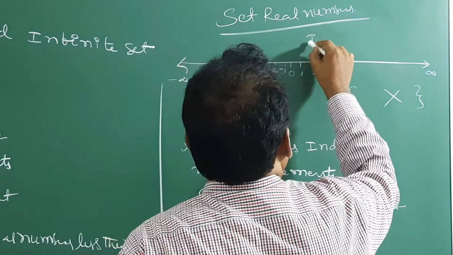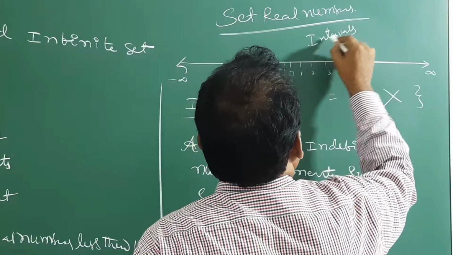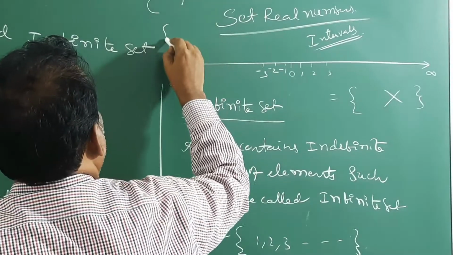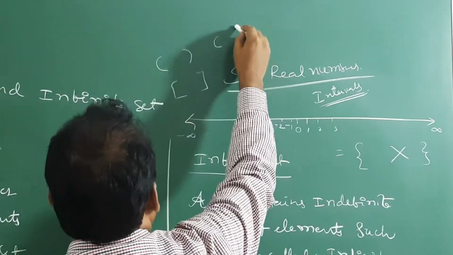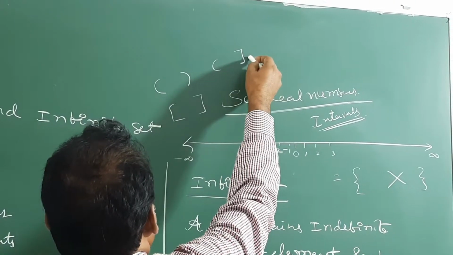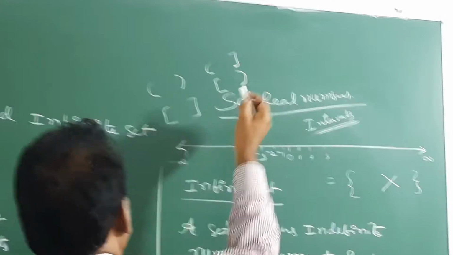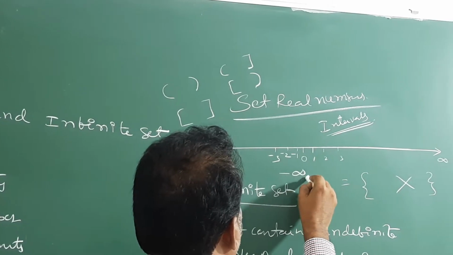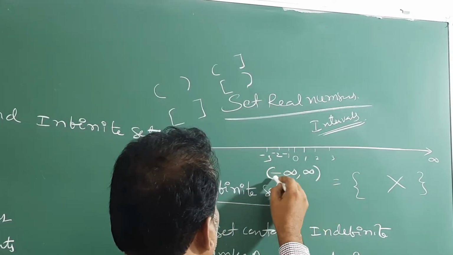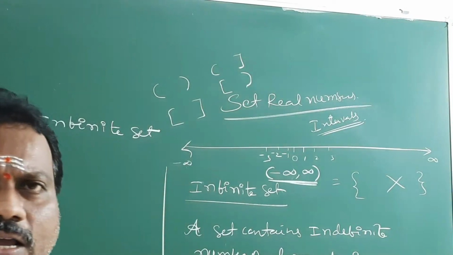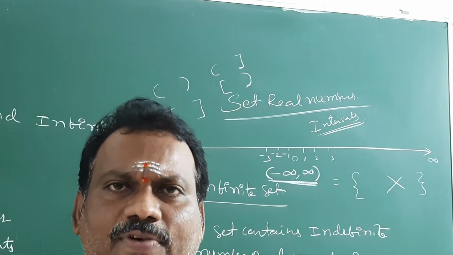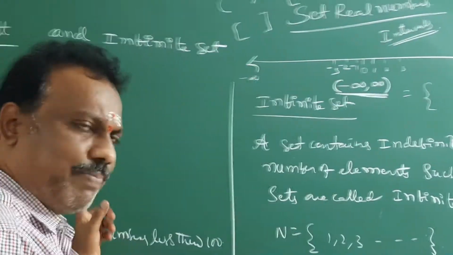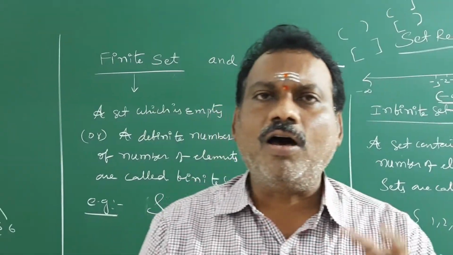What is meant by intervals? You have to use either open brackets, closed brackets, or semi-closed brackets, that means one side is open and one side is closed. Like this is also possible. For example, here minus infinity to plus infinity, you write as minus infinity comma infinity within open brackets. Like this we represent the infinite number of elements in the set. Remember students, finite sets we can represent in sets, infinite sets we cannot represent.